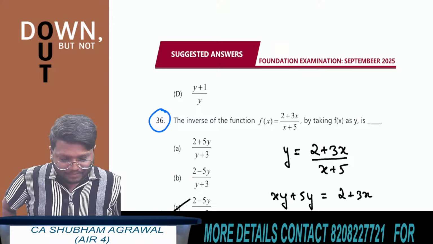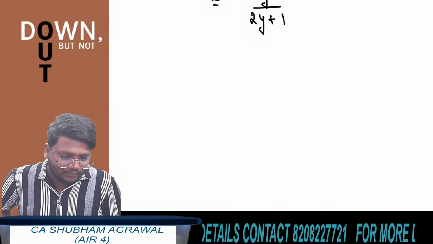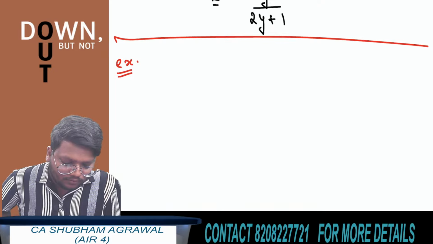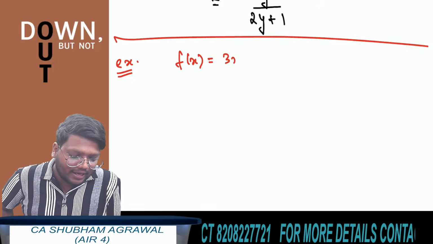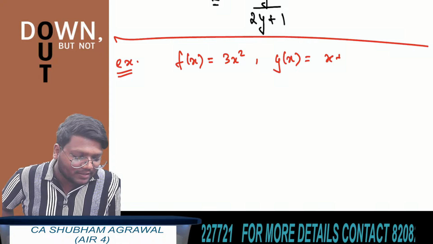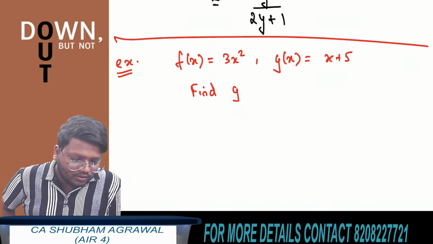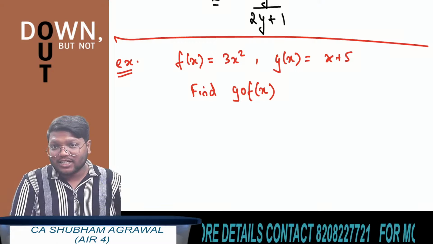Clear? I am giving you one more question in which you have to find composite function. Write this example. Let's say f of x is 3x square and g of x is x plus 5. Okay, and you have to find now g of f of x.